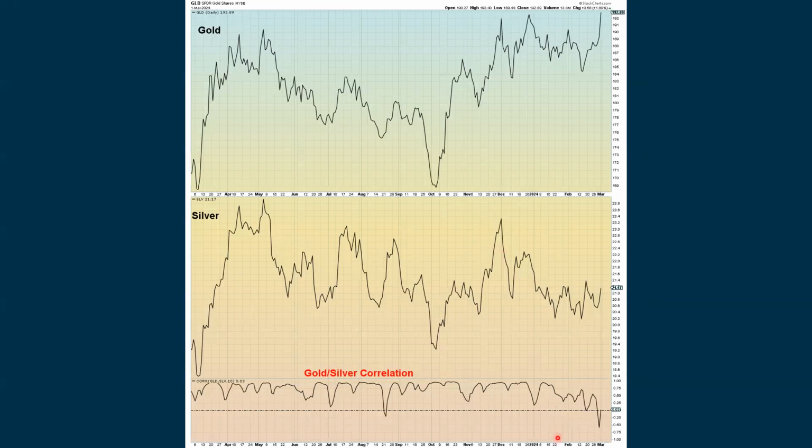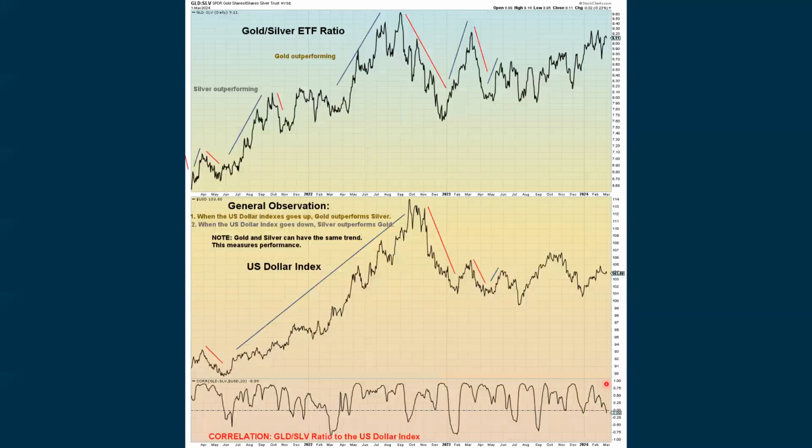What I look at on the bottom is the correlation between the two, and it's showing that it's neutral right now, where most of the time we see the correlation pretty strong. The higher the reading, the more gold and silver are going in the same direction at the same time.